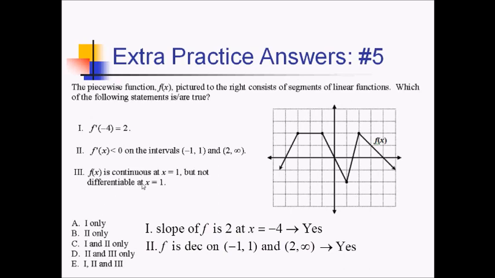Now statement 3, f of x is continuous at x equals 1, but not differentiable there. Well, at x equals 1, we have a corner here. Since we have a corner, we're going to be continuous, but definitely not differentiable, because we have an abrupt change in slope. So that's also a yes. So then statements 1, 2, and 3 are all true for choice E.